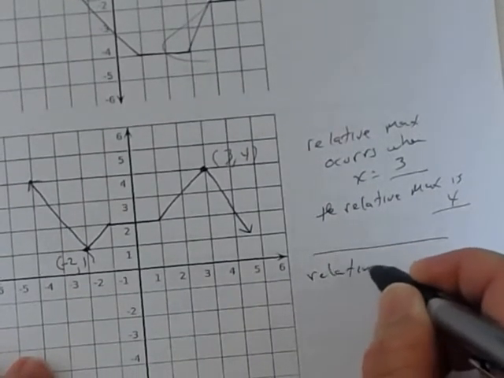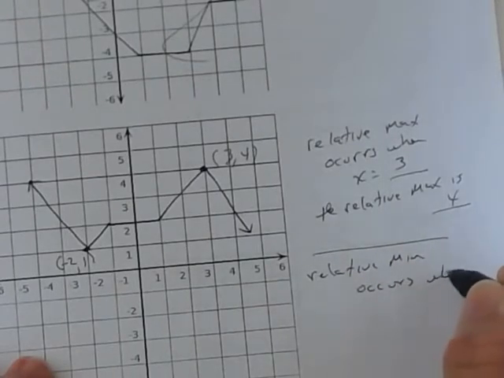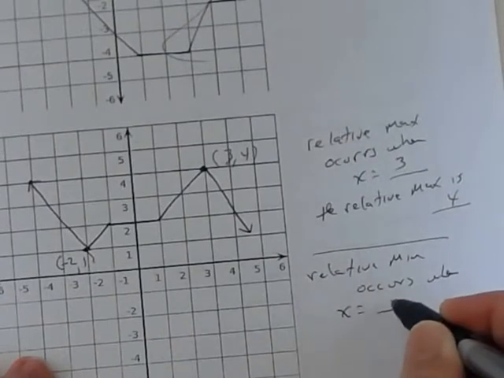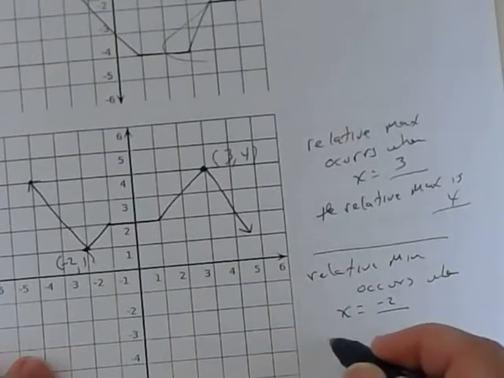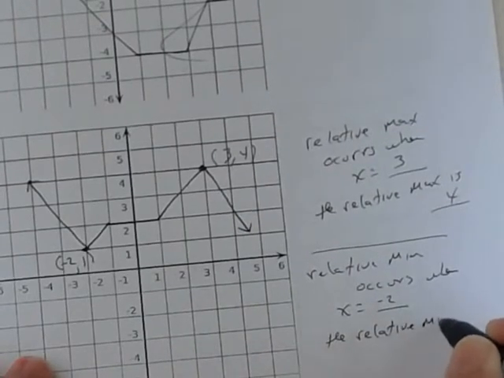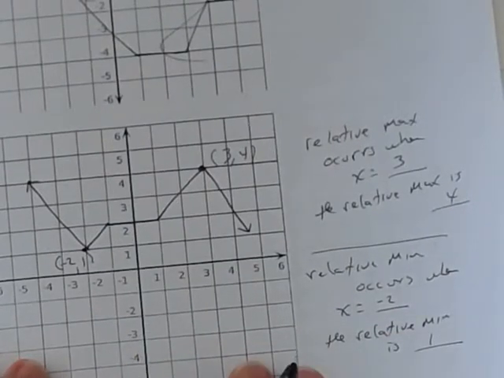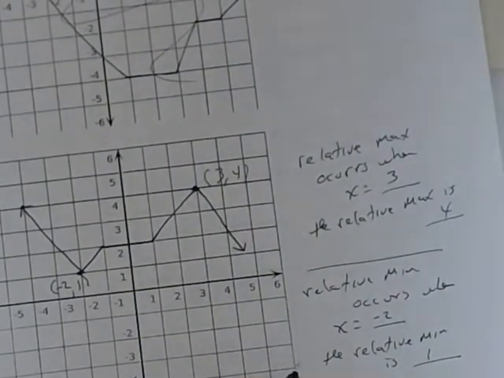Relative min occurs when x equals what? Negative 2. And the relative min is blank. 1, right? Okay. All right. So any questions on that? All right. So that is worksheet part 1.